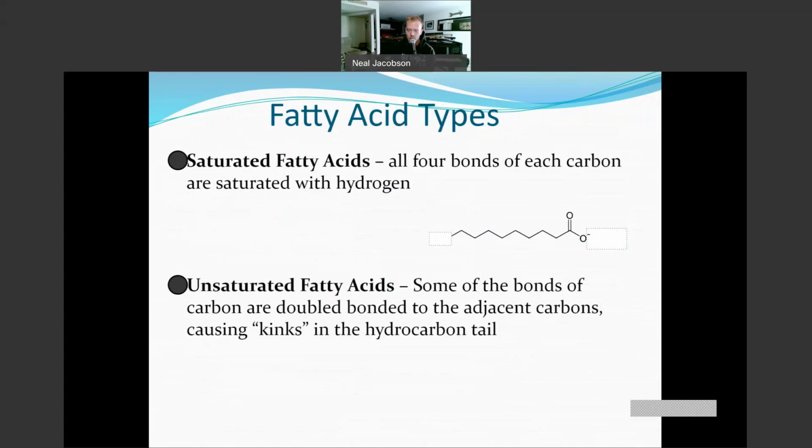Okay, those double bonds change the molecular structure. They change the geometry of the molecule itself. And so it makes these little kinks in the hydrocarbon tail. And that's what makes it unsaturated fat.